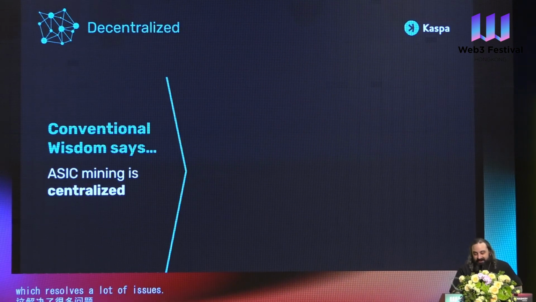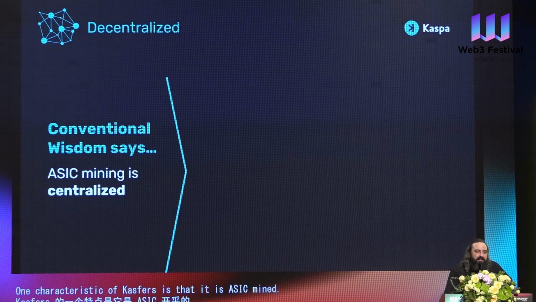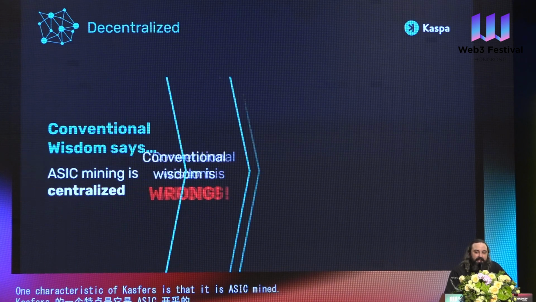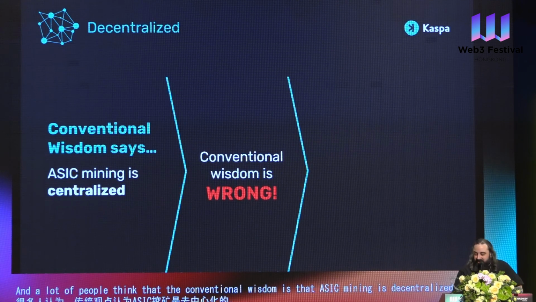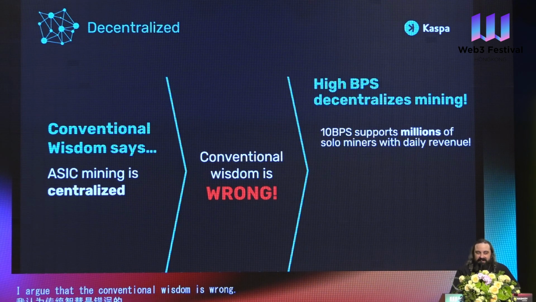It is decentralized. Okay, so one characteristic of Kaspa is that it is ASIC mined. And a lot of people think the conventional wisdom is that ASIC mining is decentralized. Well, I argue that the conventional wisdom is wrong. And the main key here is that having a very high VPS keeps the network decentralized.